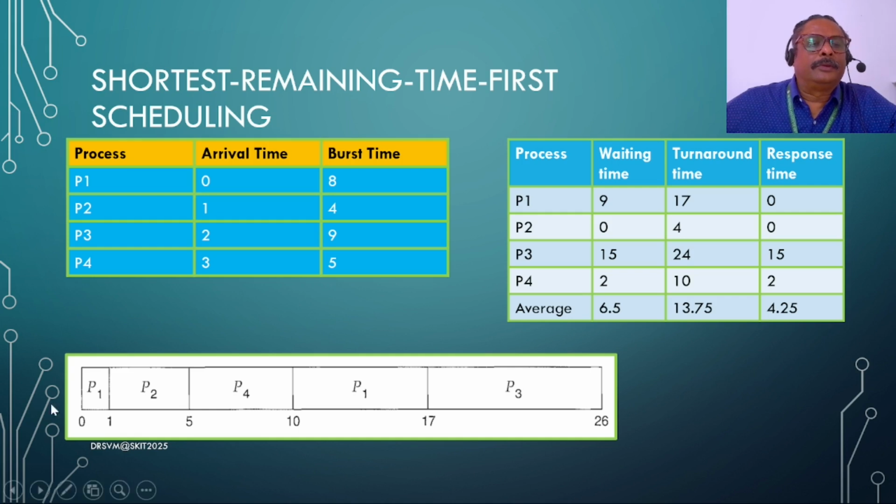That means CPU gives its chance to P1 the moment P1 comes in, therefore the response time is 0.